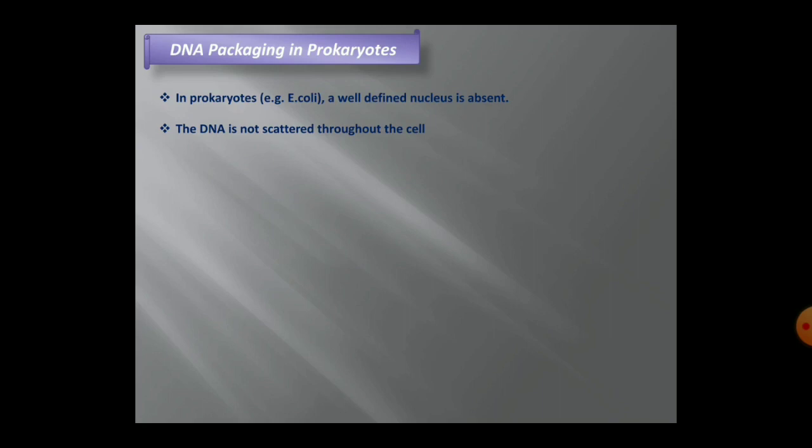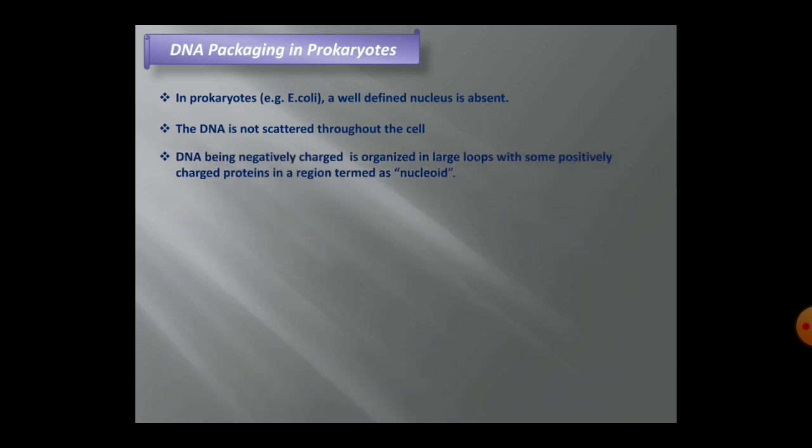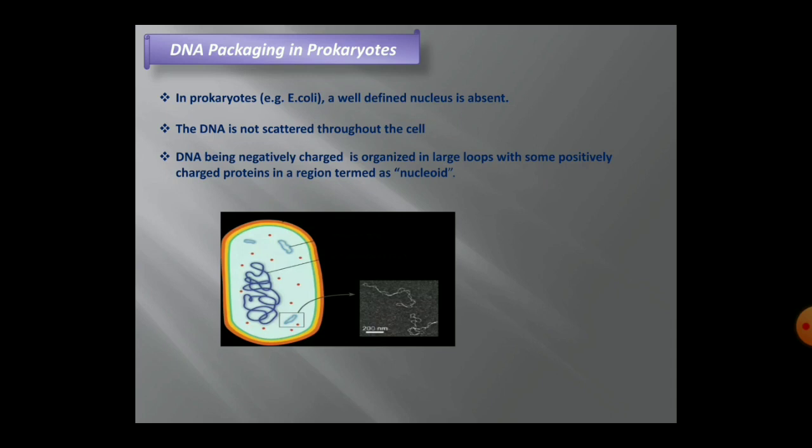The DNA, being negatively charged, is organized in large loops with some positively charged proteins in a region called the nucleoid. So in the case of prokaryotes, DNA is organized into large loops with some positively charged proteins in a region called the nucleoid. This is a typical cell where the nucleoid is present. Within the nucleoid, DNA is present.